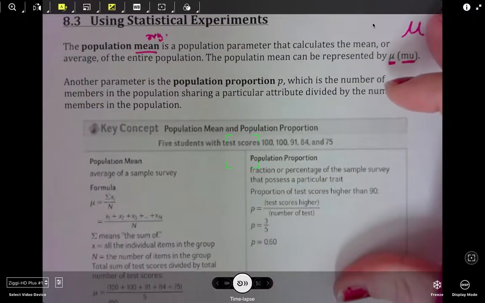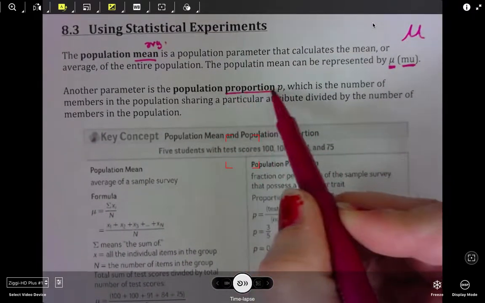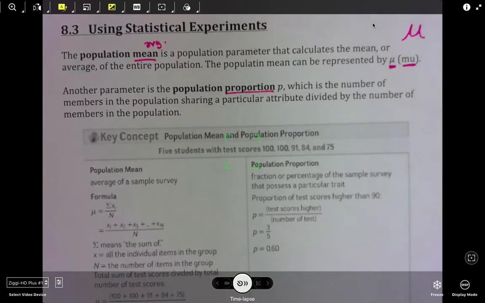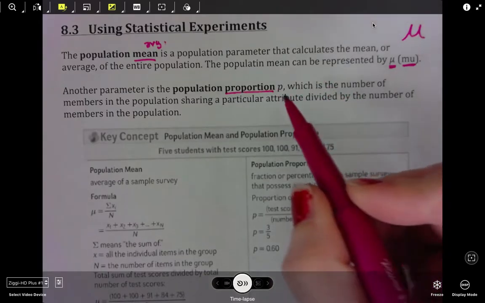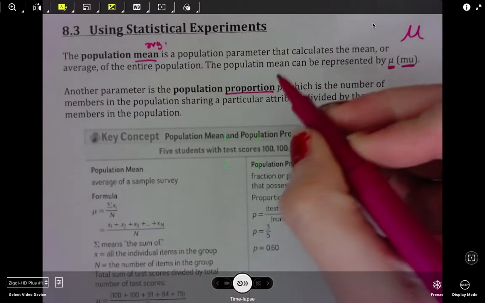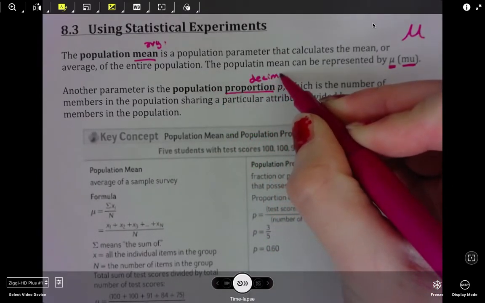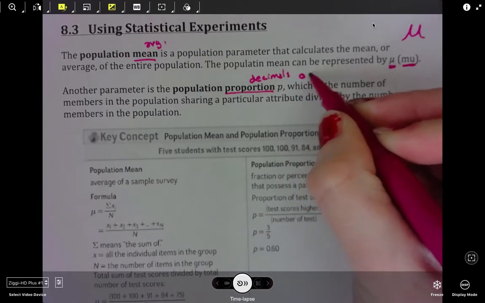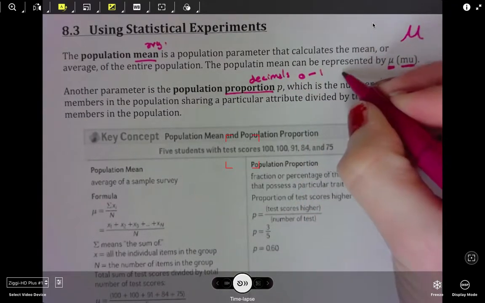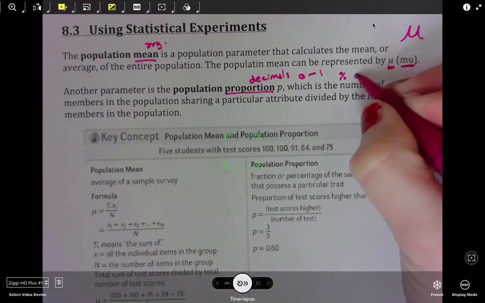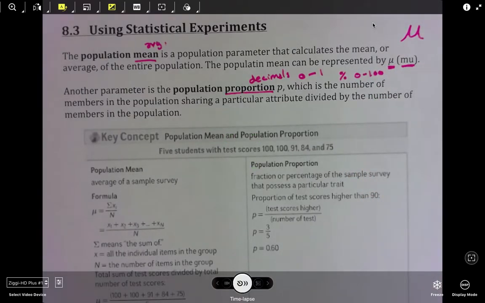The second one is a population proportion. So they might say what proportion of your data is below 30, or what proportion of your data is above 90 or whatever. So you're looking at a percentage or a decimal. Okay, so population proportions are going to be decimals that are between 0 and 1, or percentages between 0 and 100. Okay, that is how you're going to represent proportion.